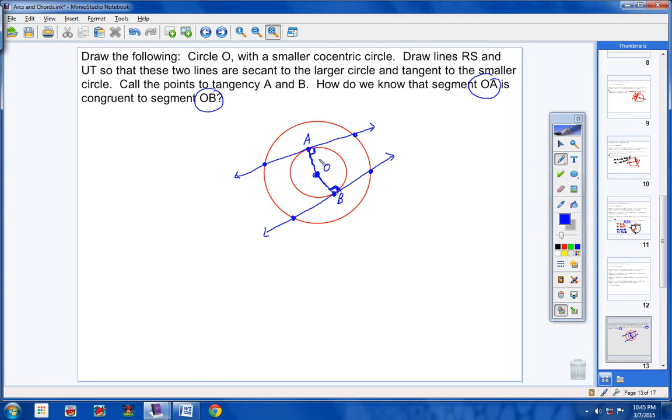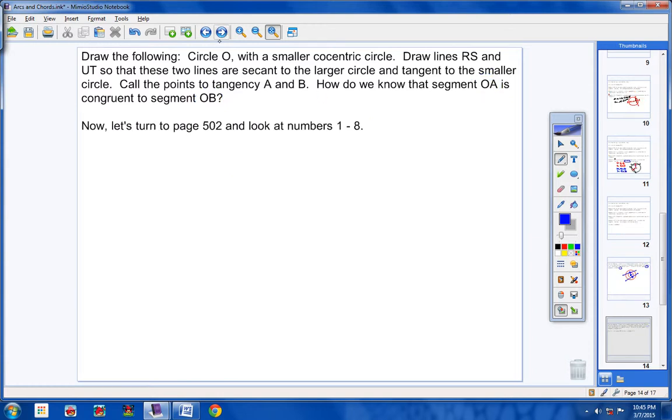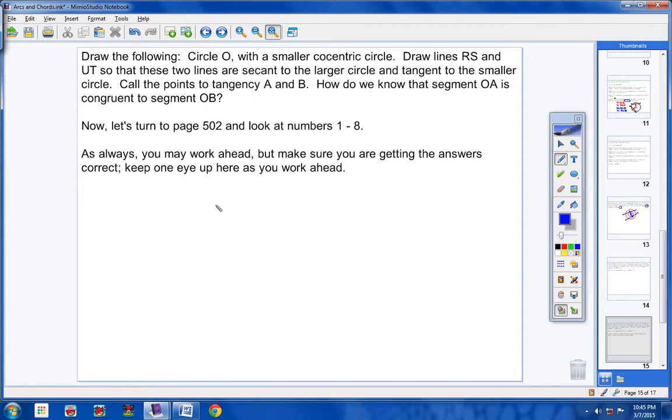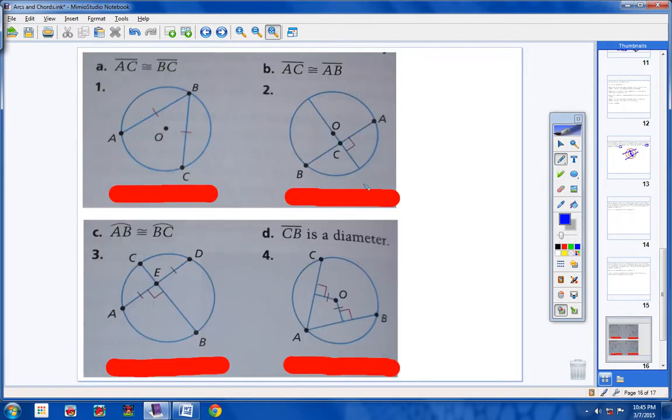Alright, now let's take a look at page 502, numbers 1 through 8, okay? So turn your books to page 502, and let's look at numbers 1 through 8 for just a couple minutes, alright? Now, yes, always you may work ahead, but make sure you are getting the answers correct. Keep one eye up here on the screen as you work ahead. Alright, here we go. So I'm going to pause for a second. Everybody get your books open to page 502, and let's take a look at numbers 1 through 8.